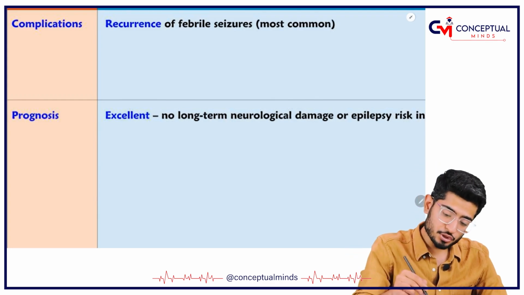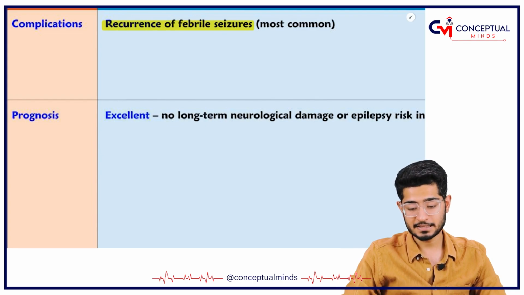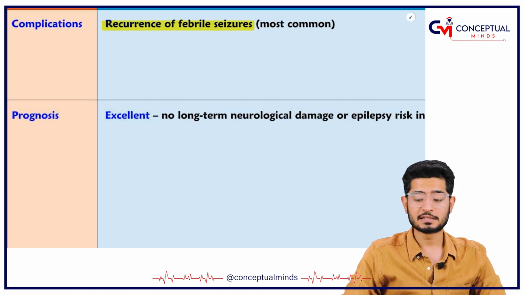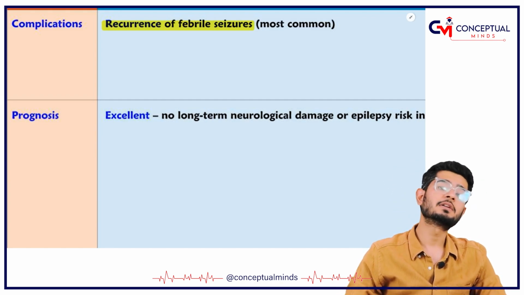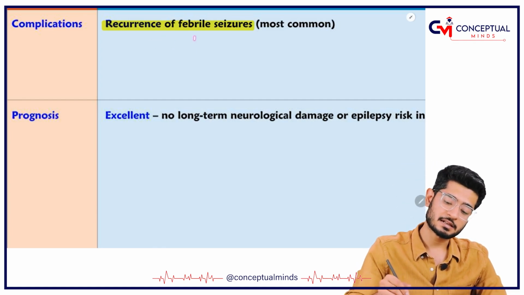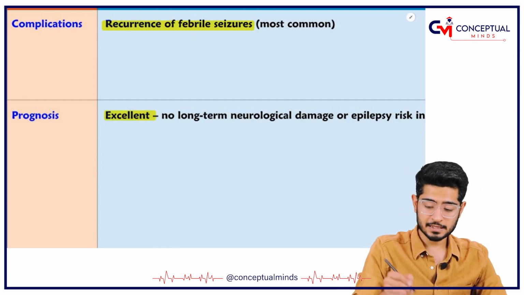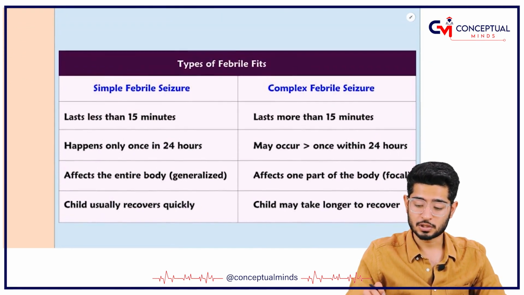Recurrence is the most common, most problematic complication of febrile seizure. So that's why we have to be prepared for this recurrence, and you have to counsel the parents that whenever the child has seizures like this or is getting fever, please reach out to us immediately, because the child is at a higher risk of recurrence of febrile seizures. Although the prognosis is excellent, there is no long-term epilepsy risk or long-term neurological issues which can happen.